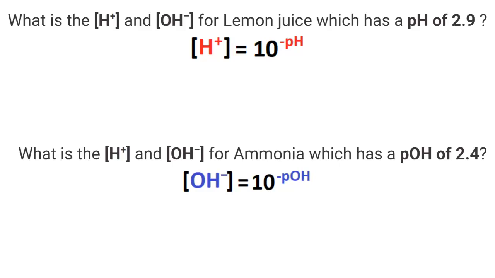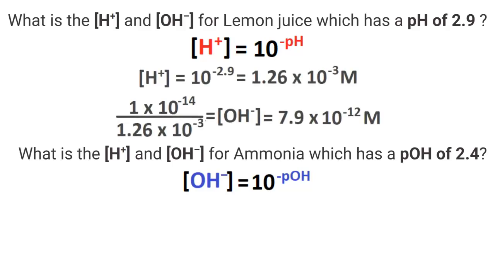What is the H plus and the OH negative concentrations? We know the pH, so we can plug it into our formula. So H plus equals 10 to the power of negative 2.9. Notice that the pH has a negative in front of it. We plug it into our calculator and we get 1.26 times 10 to the negative 3 molar.